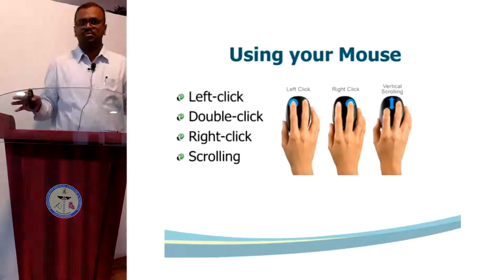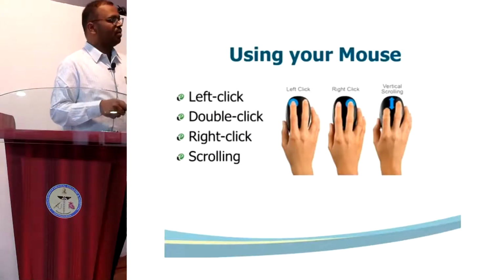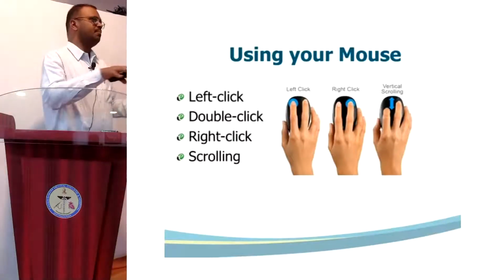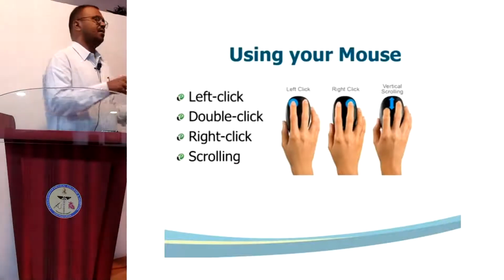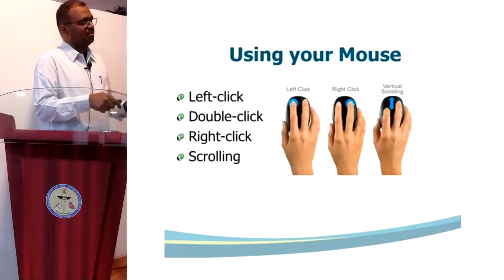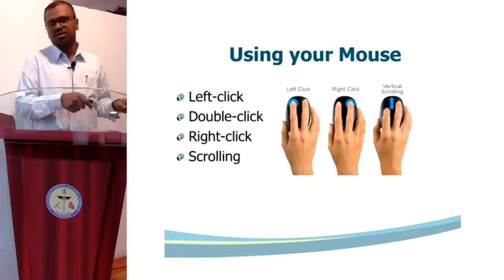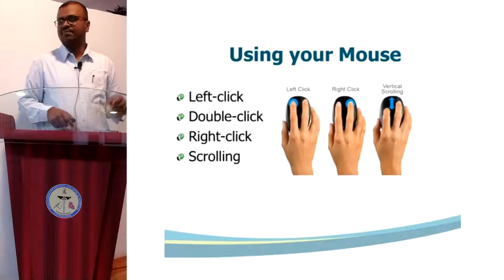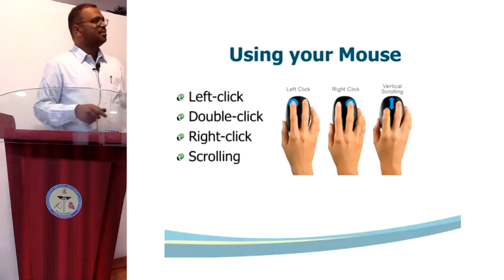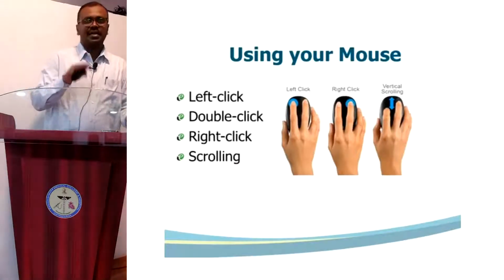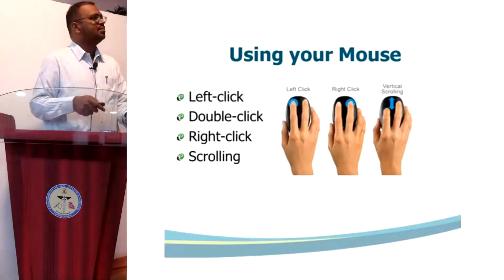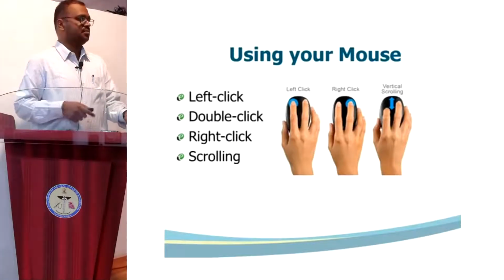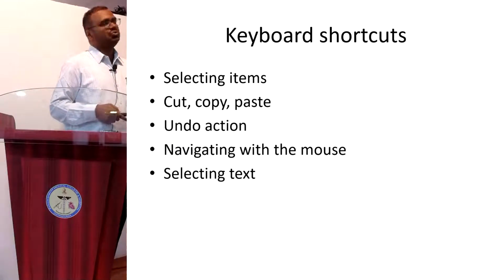So, using your mouse, one is left click. The same operation can be done in the laptop also, you know that, but using the mouse it will be faster. Usually the left click is this one as shown in the slide, and if the left one is double clicked, that is called double click. Then there is right click, and vertical scrolling with the central scroller. All these are the functions you do using the mouse.